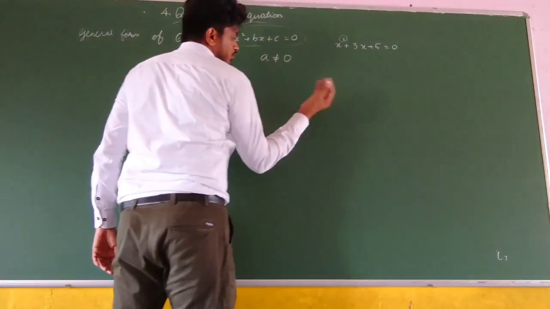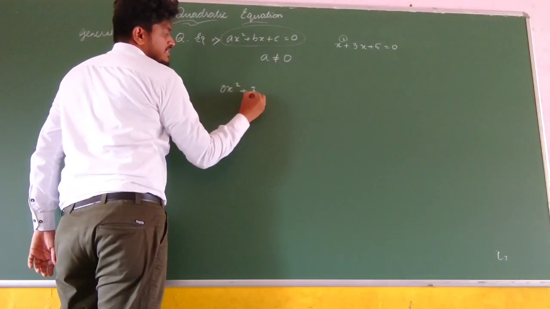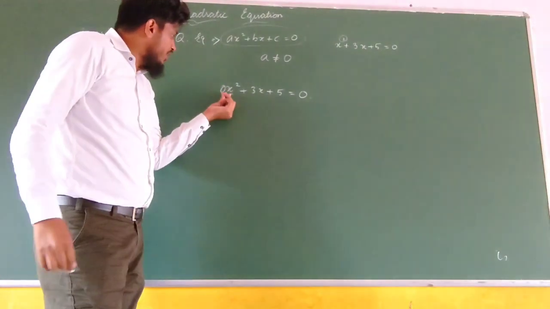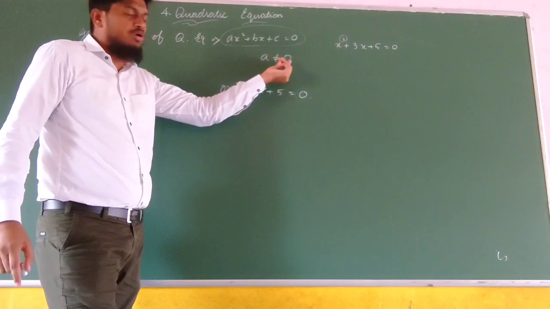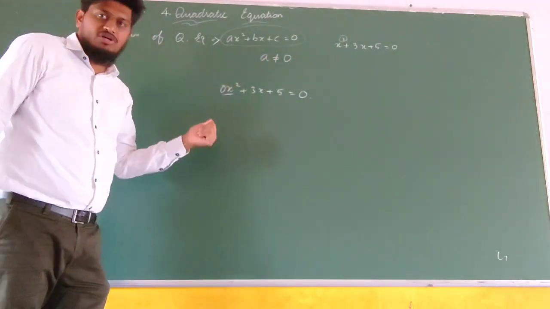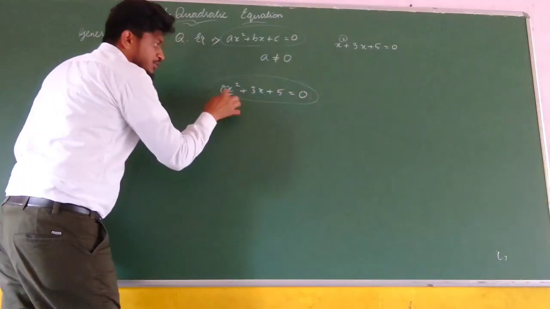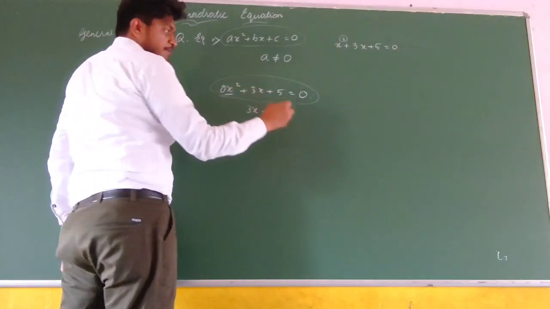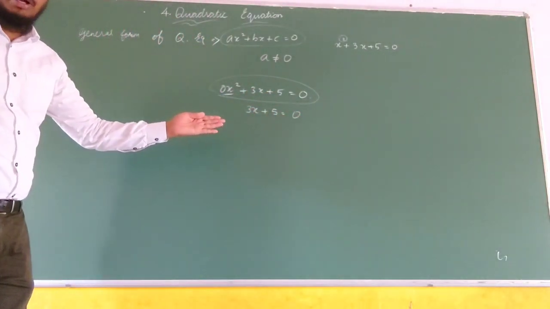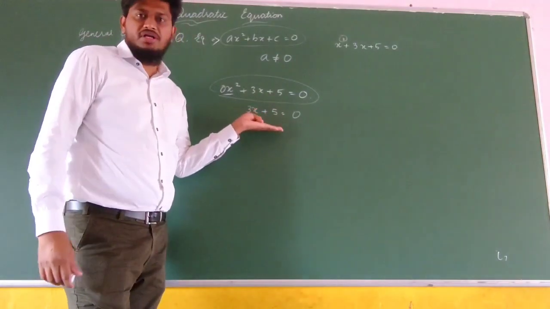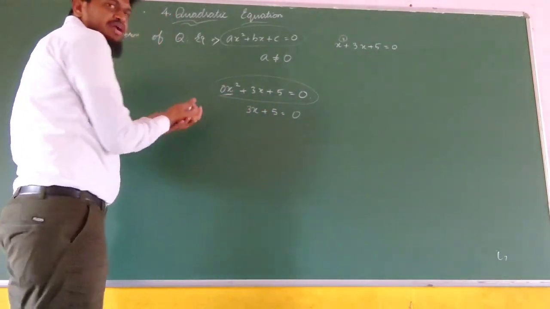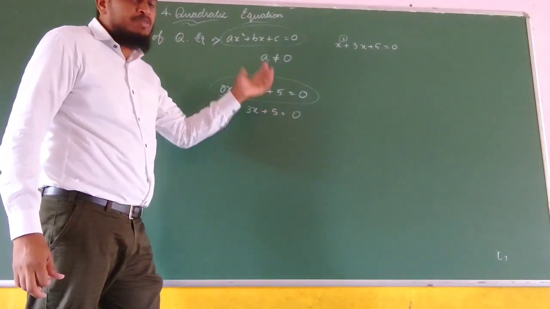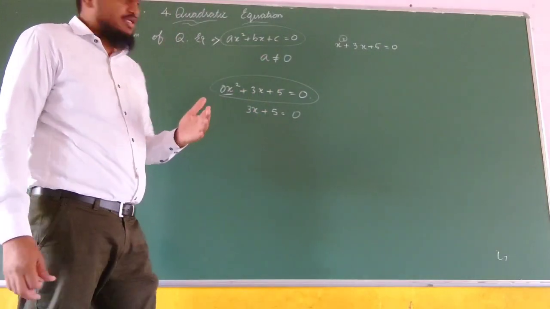For example, let's consider one more equation: 0x square plus 3x plus 5 equal to 0. Here we are getting the value of a as 0, right? As I told you, a should not be equal to 0. If a equals 0, we can simplify this: 0 times anything becomes 0. So the simplification of this equation is 3x plus 5 equal to 0. Clear, everyone? We can't say this is a quadratic equation because the quadratic term is gone. It becomes a linear equation because the degree of this polynomial is 1. It's not a quadratic equation. I hope you all understand.